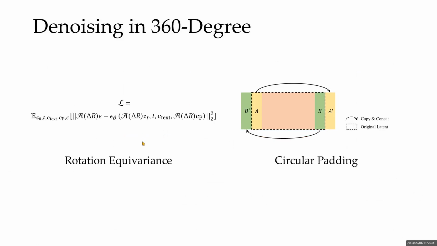Secondly, we designed a rotation equivalence loss to enforce that when the latent feature Z_T and all the input image space conditions undergo a transformation A_R, the predicted noise is also transformed accordingly. Additionally, we also conducted a circular padding technique to mitigate the edge effects caused by 2D convolutions.